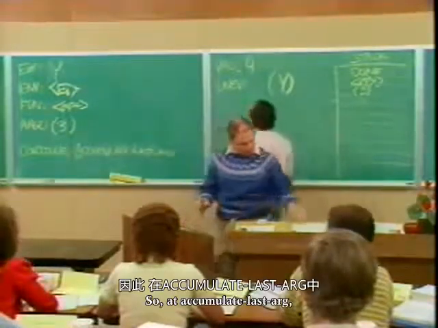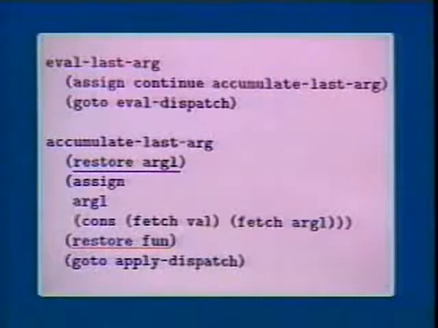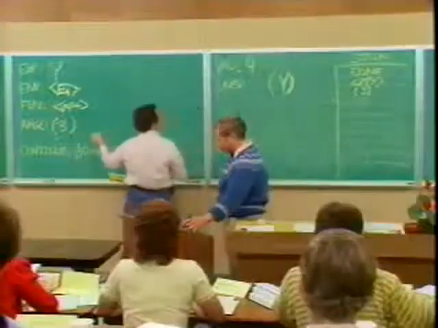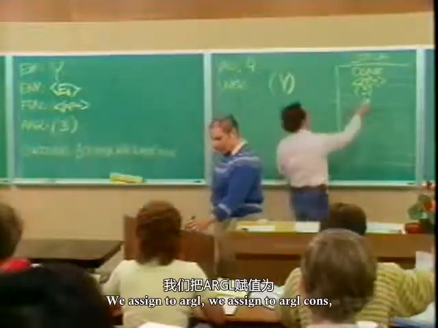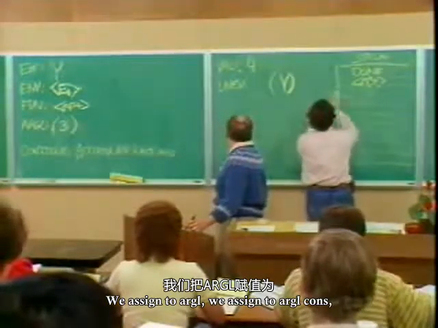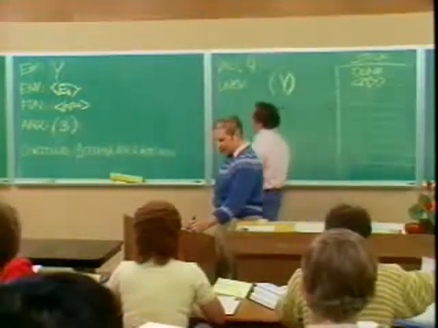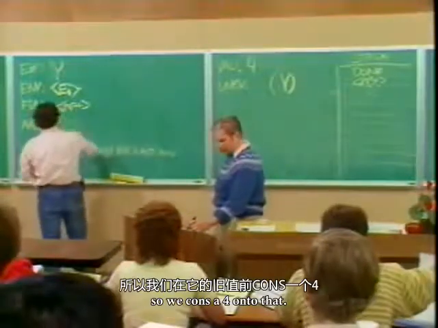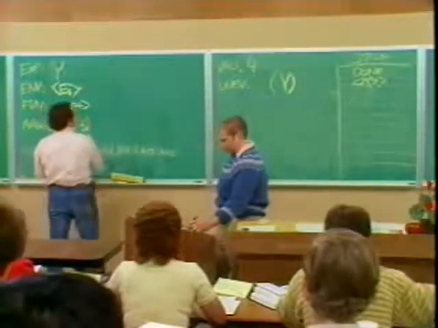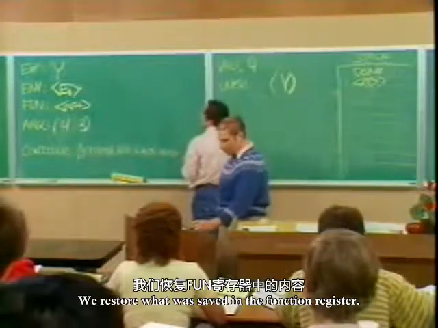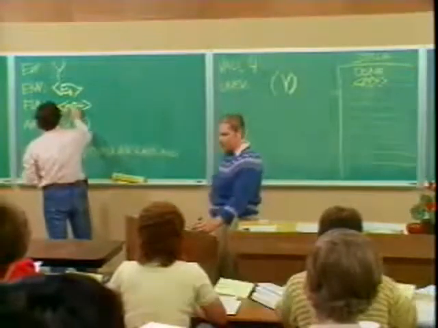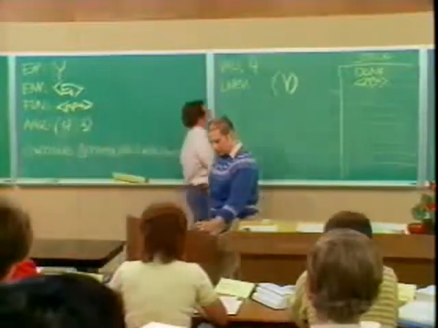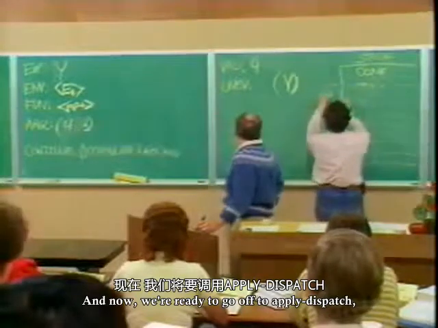Okay? So at accumulate last arg, we restore argl. We assign to argl cons of fetch of the new value onto it. So we cons a 4 onto that. We restore what was saved in the function register. And notice in this case it had not been destroyed, but in general it will be. And now we're ready to go off to apply dispatch.